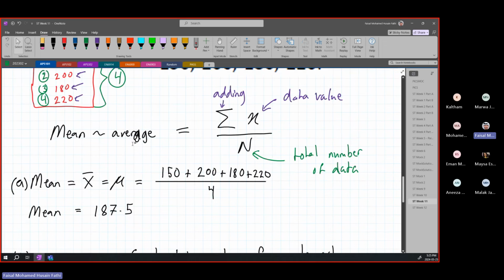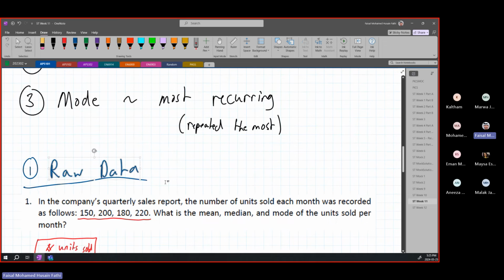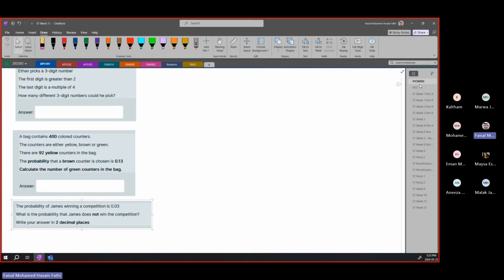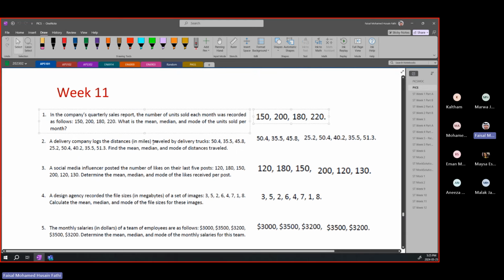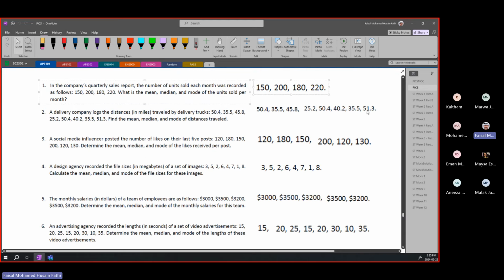And this is how you would find the mean, mode, and median for raw data. Let's do one more example for raw data, but I want to select values that are odd instead of even.